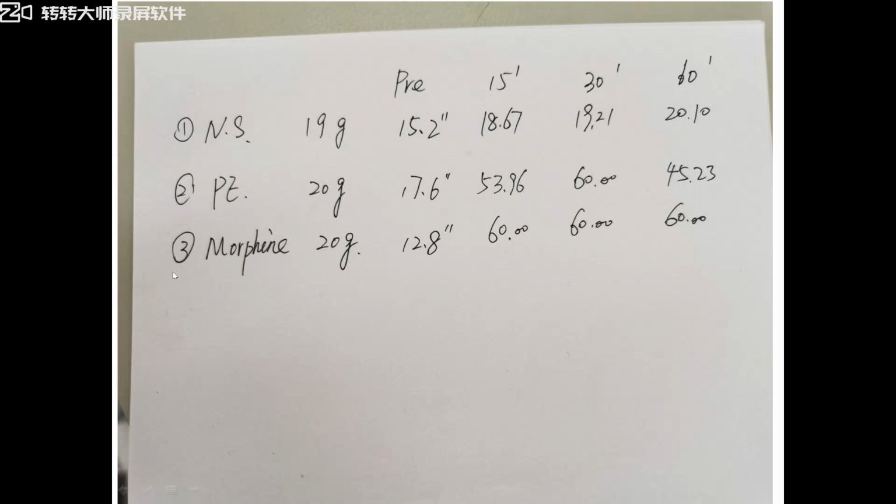And the last one, the third mouse, we injected morphine intraperitoneally. The pain threshold went from 12.8 seconds to 60 seconds. And from this result, we can know morphine has strong analgesic action. And then the second one suggested, compared to morphine, PE also has strong analgesic action, but its analgesic action is lower than morphine.